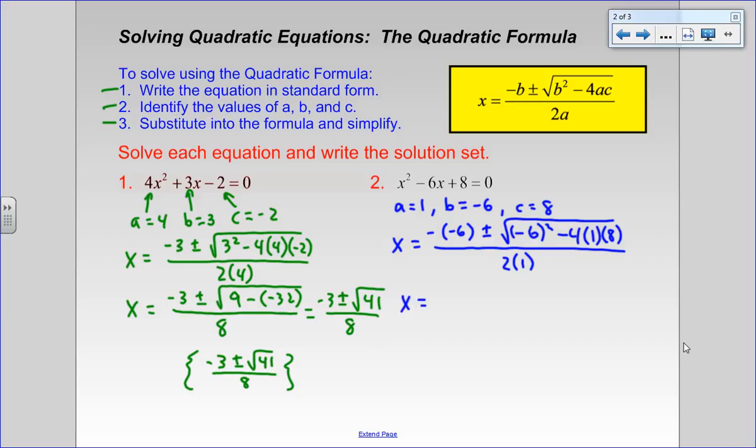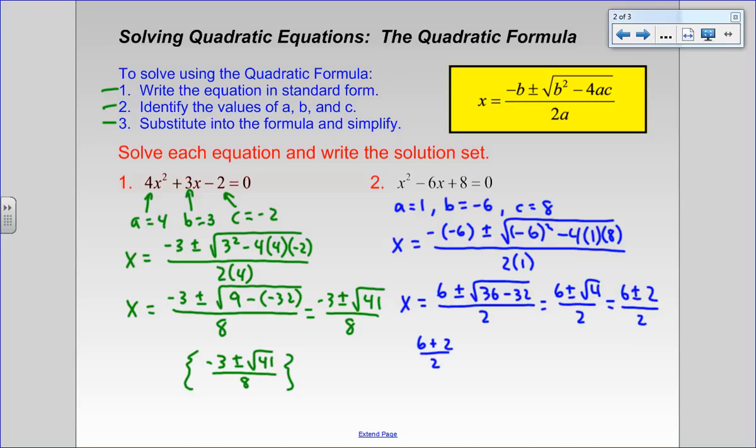Simplifying, the opposite of negative 6 is 6. So we have 6 plus or minus the square root of 36 minus 32 all over 2 times 1, which is just 2. This is 6 plus or minus the square root of 4 over 2. And since the square root of 4 is 2, we have 6 plus or minus 2 divided by 2 as our solutions. To write these solutions in simplest form, let's separate them and consider each one individually.